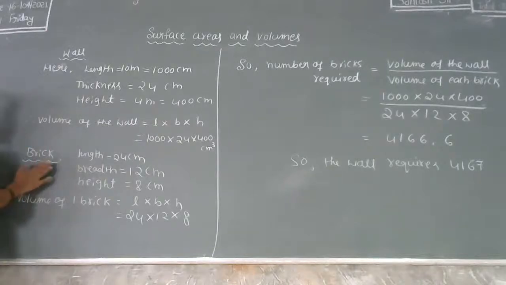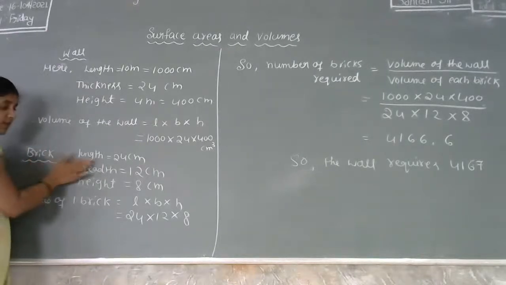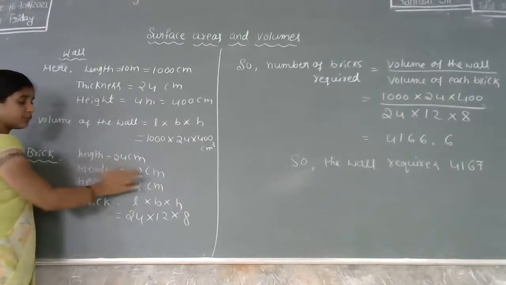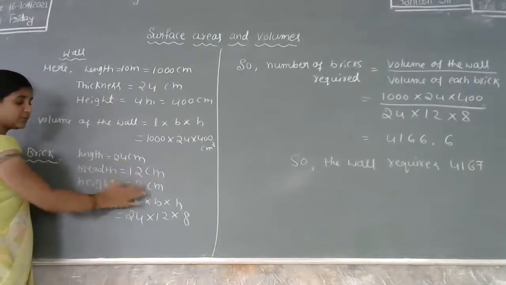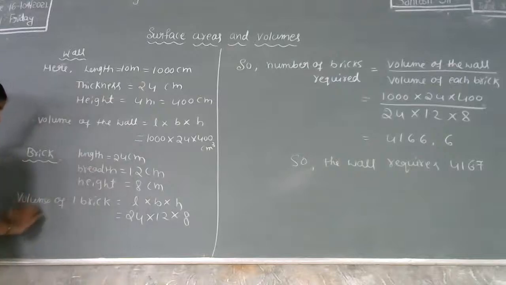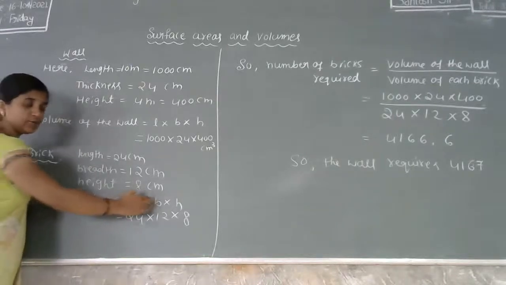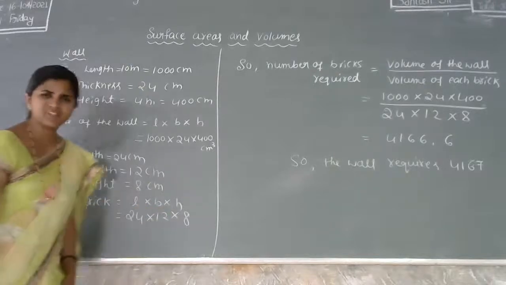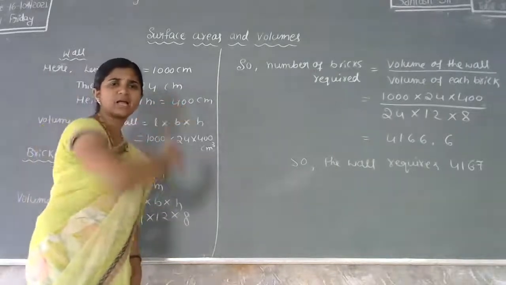Now let us collect the data of the brick. What is given? Length of the brick is 24 centimeter, breadth of the brick is 12 centimeter, and height of the brick is 8 centimeter. Therefore, volume of the brick is again L into B into H, 24 into 12 into 8. Got the idea of this one now? Volume of the wall and volume of the brick.